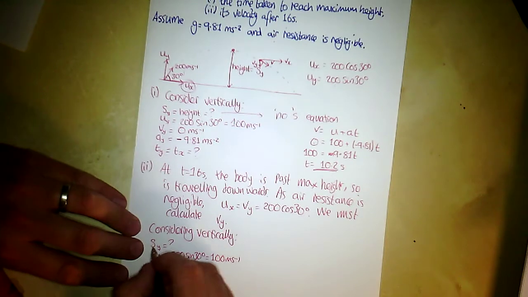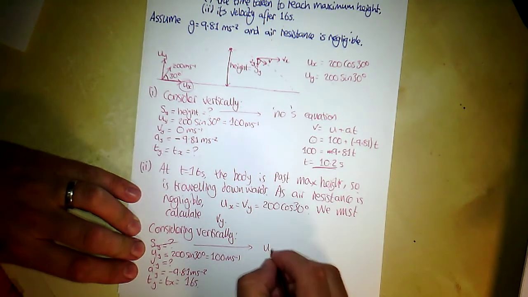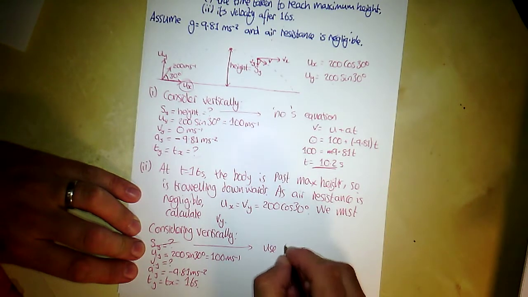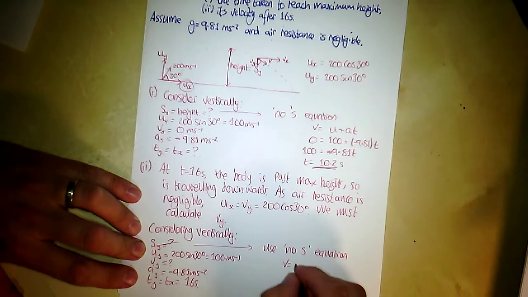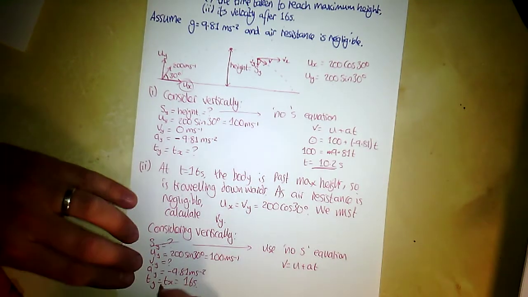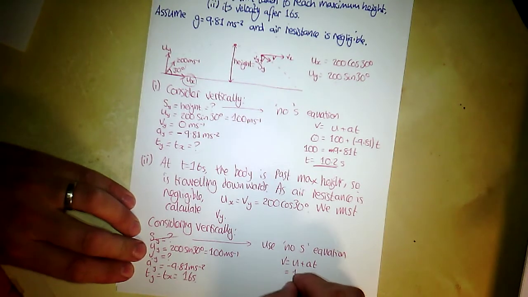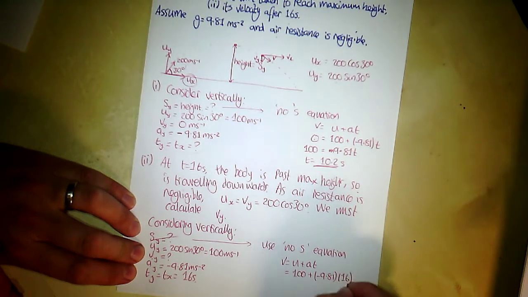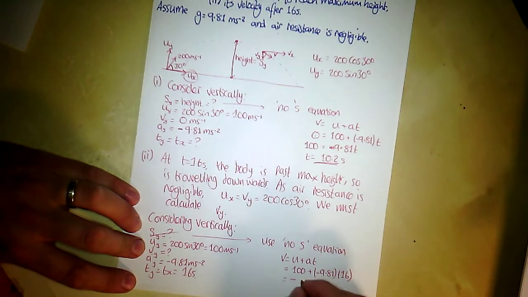So, again, that means if we don't know that, and that's not what we're trying to find out, we're going to use the SUVAT equation for a second time. v equals u plus at. v, what we're trying to find out, equals u, 100, plus minus 9.81 times t, 16, giving us minus 57.0 meters per second.